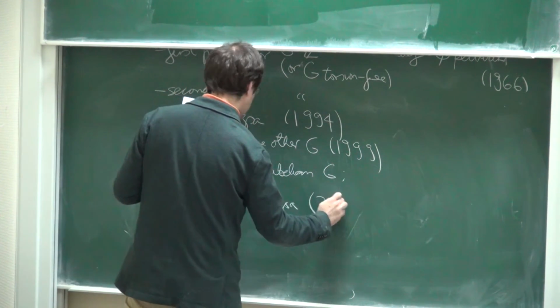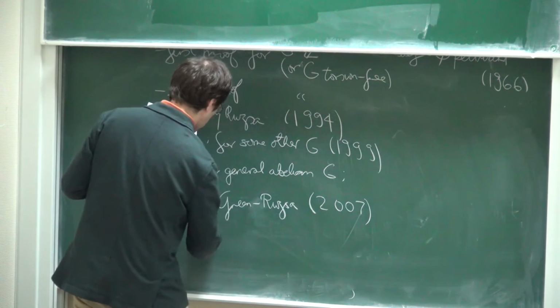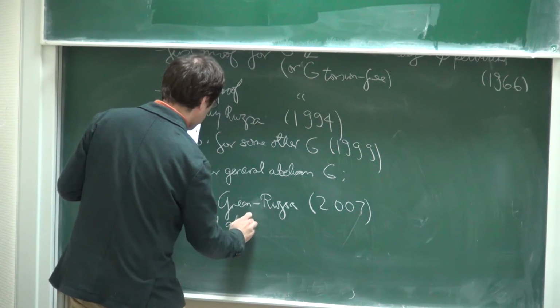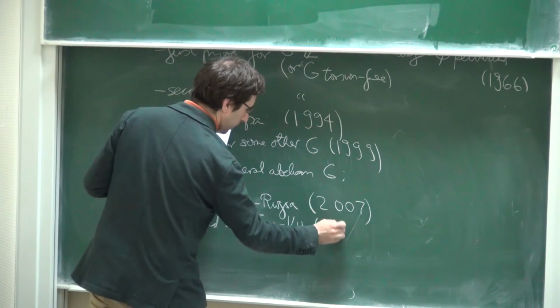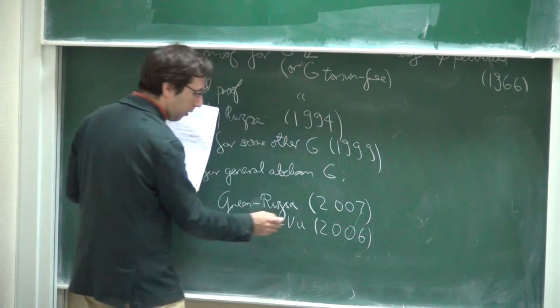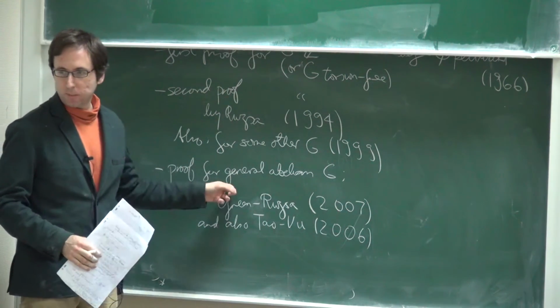So this was first proven by Rouget, and there's also a slightly different proof in Tao-Vu, which is actually slightly later. It's just that the book took less time to be published than the paper.